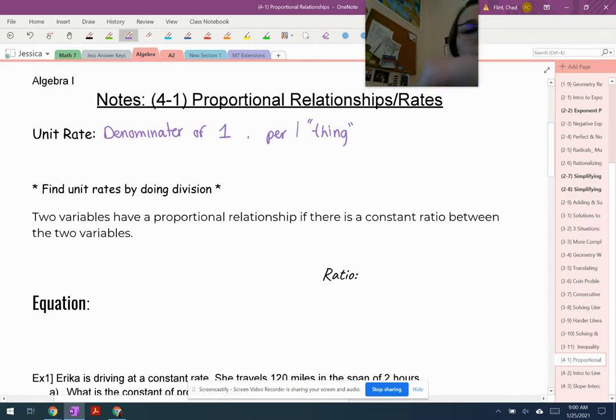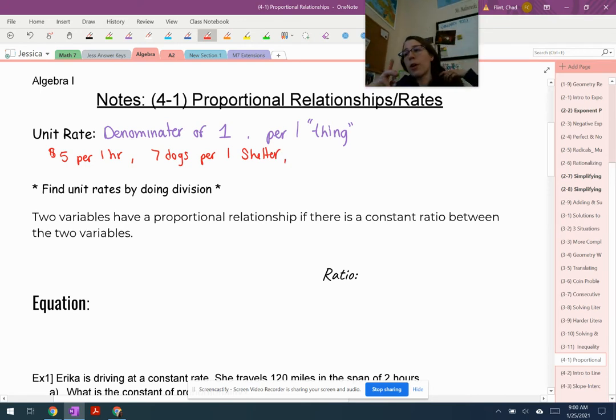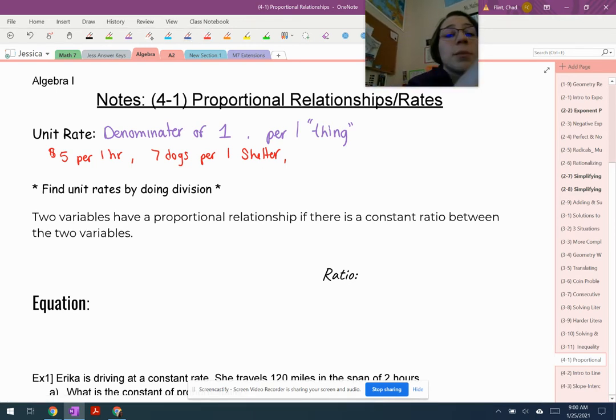So, examples of unit rate could be something like $5 per 1 hour, or 7 dogs per 1 shelter. Things like that with one piece there. You find unit rates by doing division, right? Unit rates are calculated by doing division.